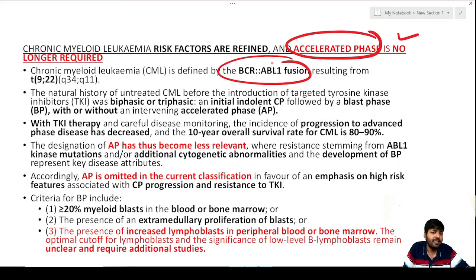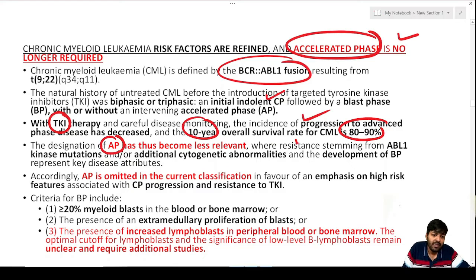CML again is defined by the presence of BCR-ABL fusion, and there is translocation 9;22 over here. As we have seen, the natural history of untreated CML is biphasic or triphasic. The indolent chronic phase will progress to blast, and in between they may or may not have an accelerated phase. With the introduction of tyrosine kinase therapy and careful disease monitoring, the progression to advanced phase has decreased, and the 10-year overall survival for CML is 80 to 90%. Now the designation of accelerated phase has become less relevant in CML.